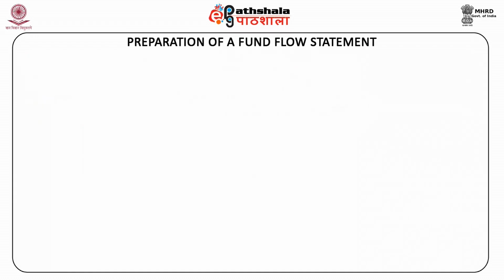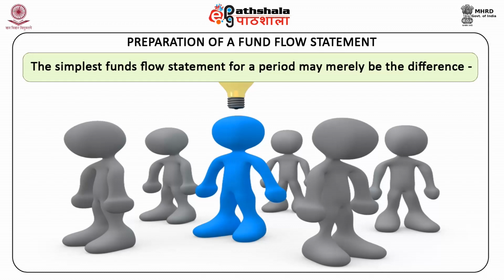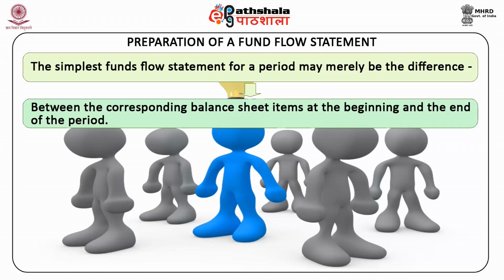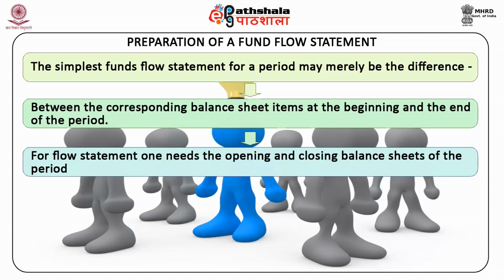Next, we will discuss the preparation of a fund flow statement. The simplest funds flow statement for a period may merely be the difference between the corresponding balance sheet items at the beginning and the end of the period, such that all increases in liabilities and decreases in assets are shown as sources of funds, and all decreases in liabilities and increases in assets are shown as application of funds. Thus, for such a funds flow statement, one needs the opening and closing balance sheets of the period for which the statement is to be prepared.